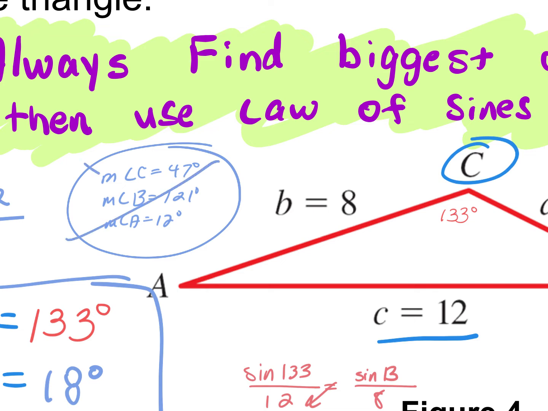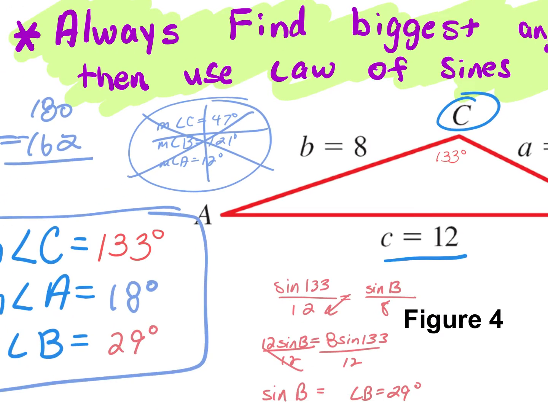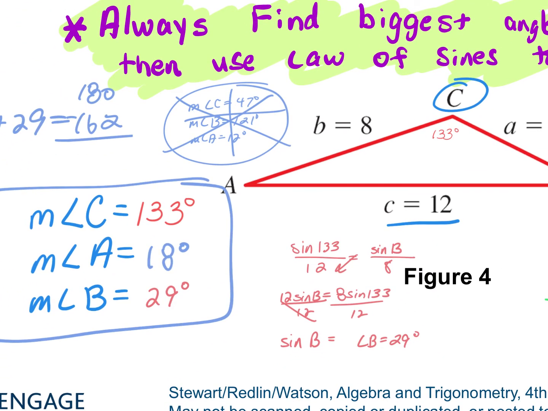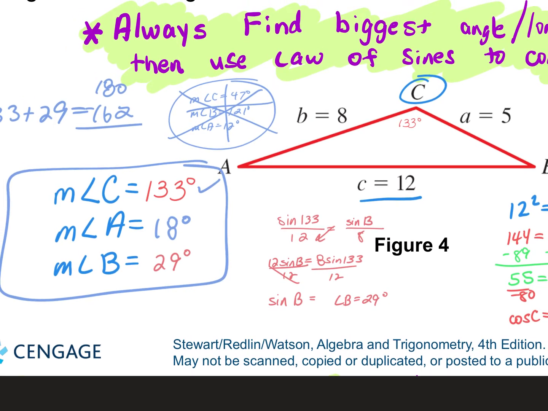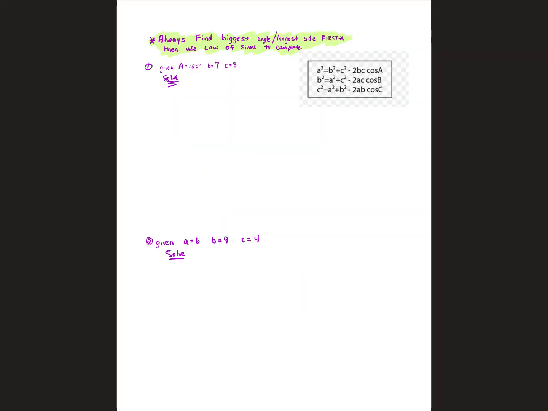Something didn't work, but you guys should go back and check and see, all right, my biggest angle should be C because that's the longest side. Is that true? Yes. My smallest angle should be A because that's the smallest side. Is that true? Yes. So just give yourself a little opportunity to go back and check just to make sure. All right, let's do these two examples.